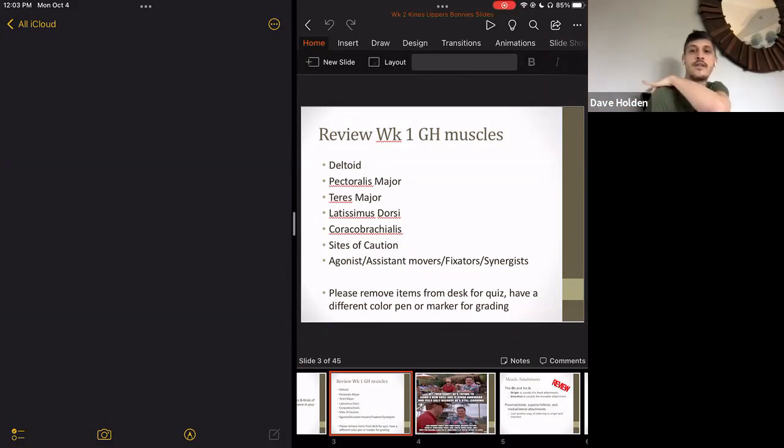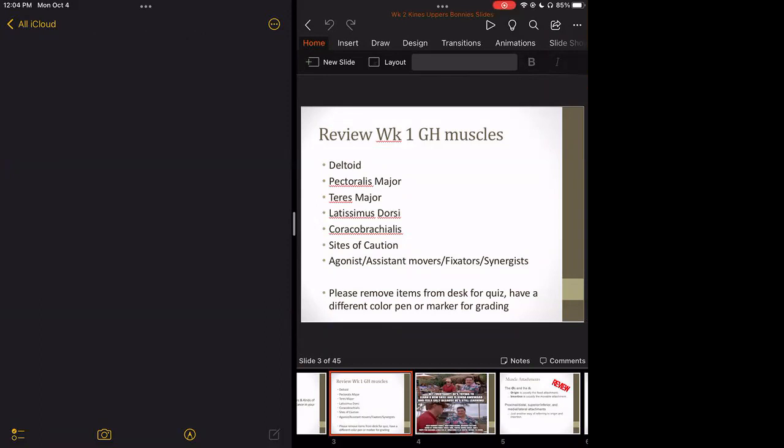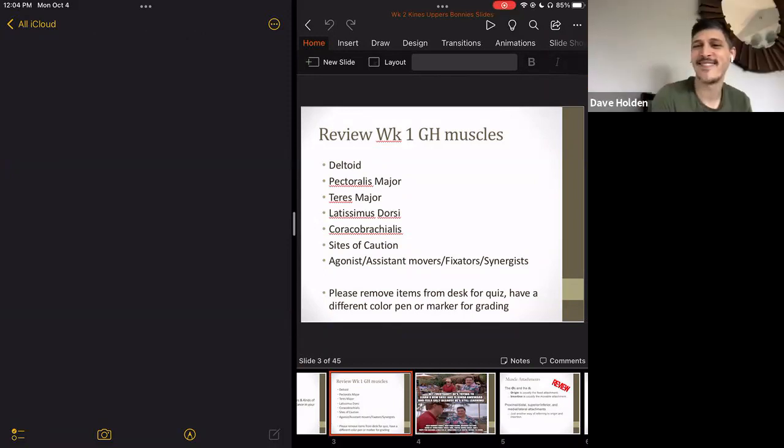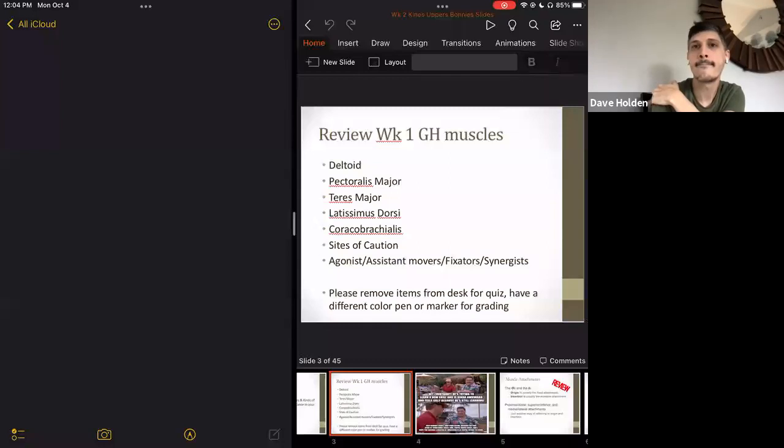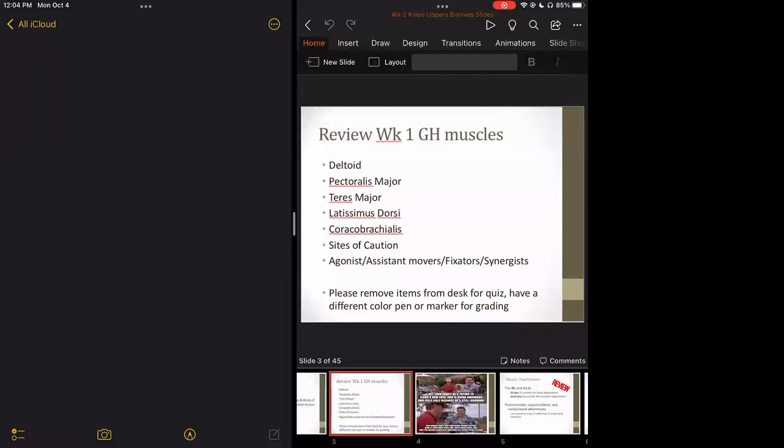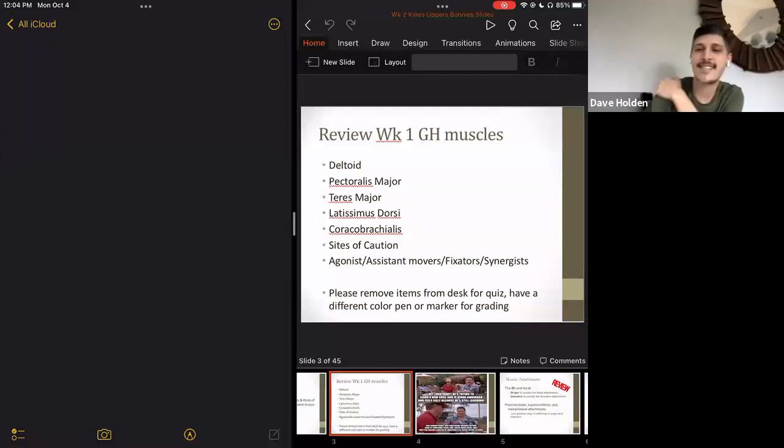What about our posterior deltoid fibers? You've got the mic, Em. The posterior fibers do all those 3 things, but the opposite. So lateral rotation, extension, and horizontal abduct. Excellent. Very, very good.